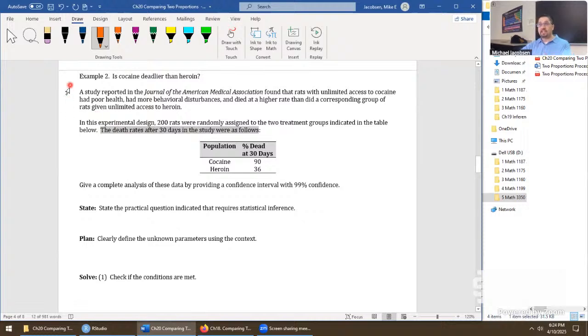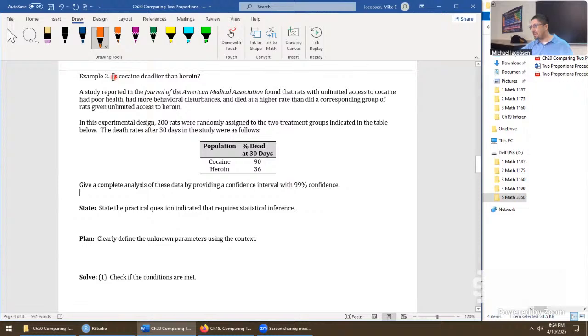Actually, this is more of the context of what's going on. So these rats had unlimited access to cocaine for 30 days, unlimited access to heroin for 30 days, and the death rate was 90% dead rats in the cocaine group. Looks like cocaine was deadlier, and 36% of the rats are dead in the heroin group. So pretty stark statistics on that. It says, give a complete analysis of this data. We'll give a confidence interval at 99% confidence. So that's how the problem starts.